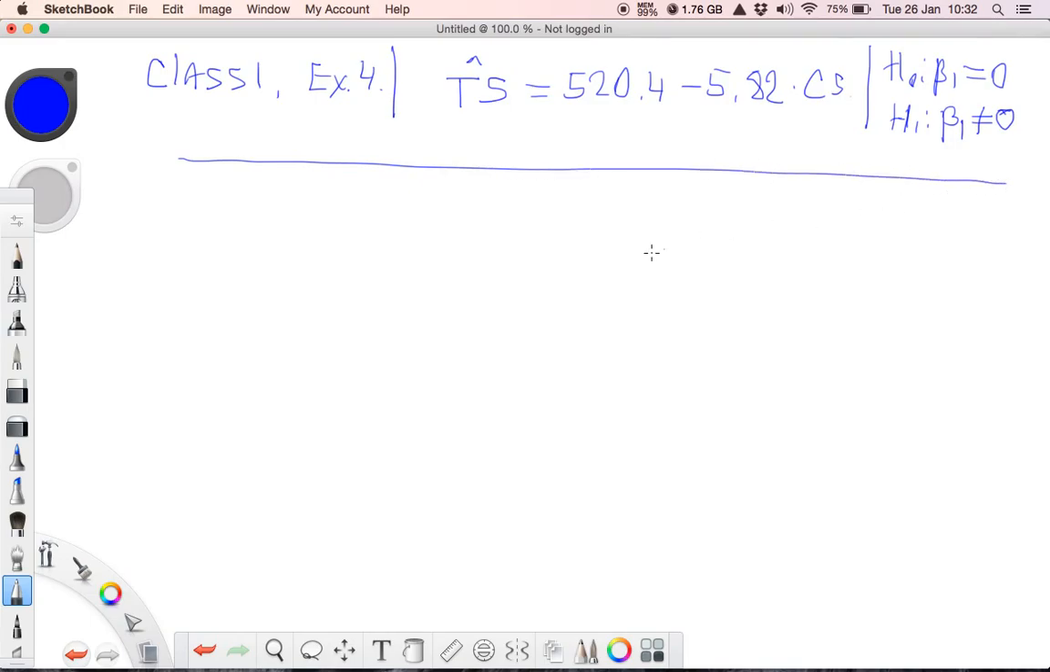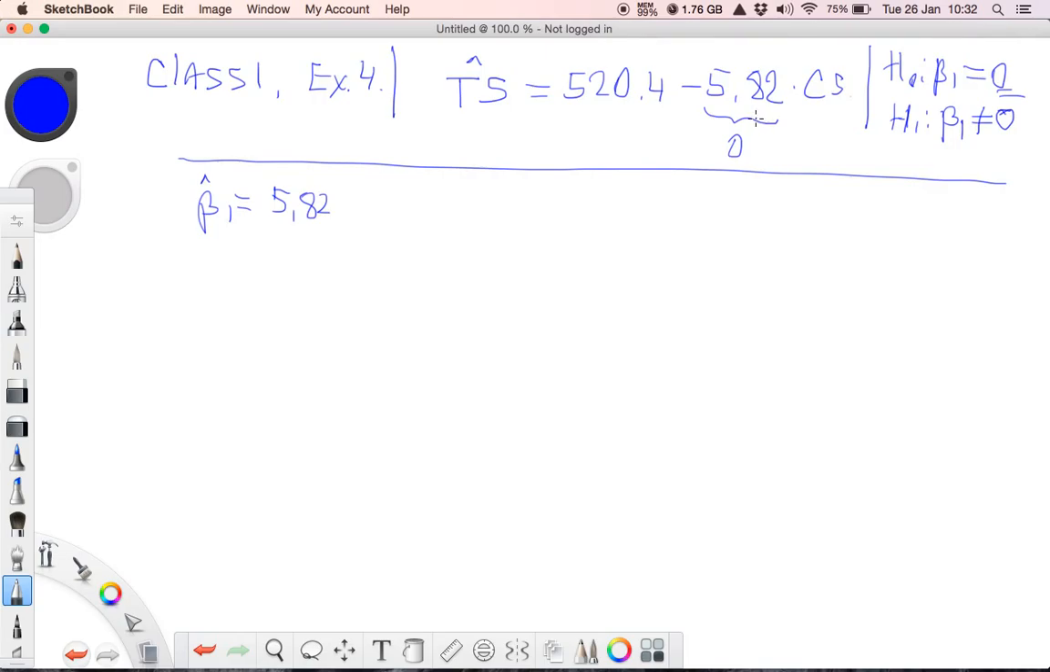Now, what do we need to do here? Basically we need to test if this is 0. This is beta 1 hat, the estimated coefficient using the sample that we have. The idea with hypothesis testing, when you have the 0, is whether the effect of this variable on test scores is significant. Basically, is this effect significantly different from 0? That's what we want to test. Now, how do we test this?